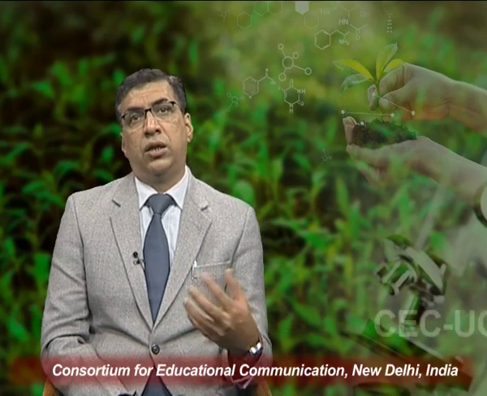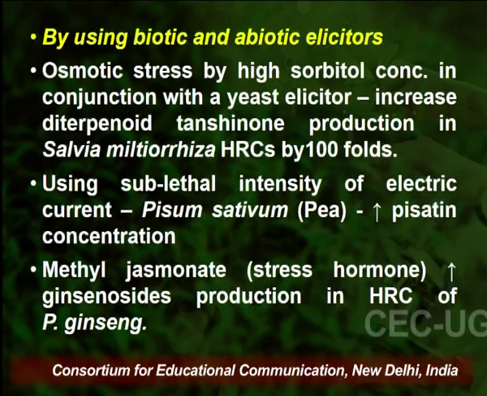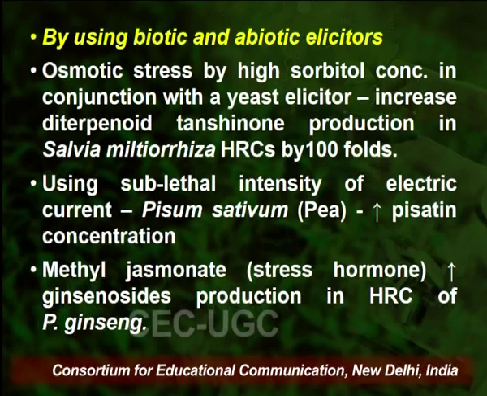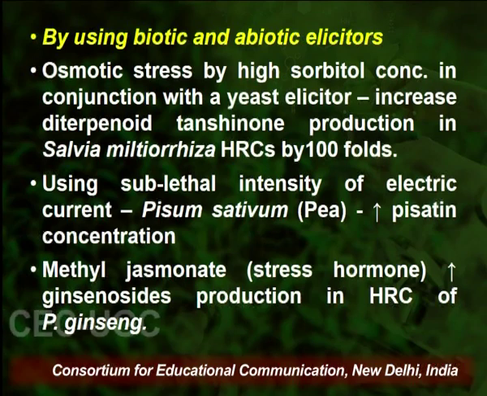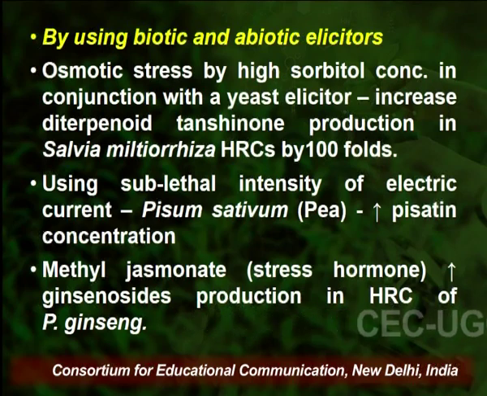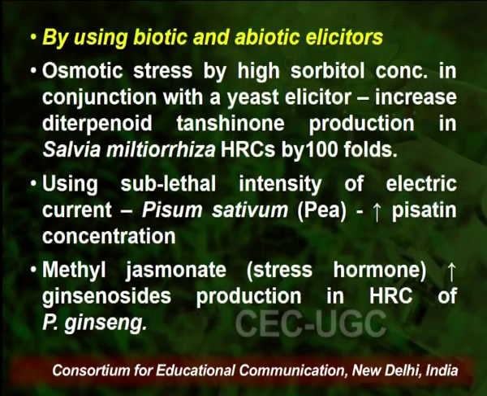Now, there were certain studies regarding the usage of elicitors to enhance the production, and one was the usage of osmotic stress by high sorbitol concentration along with a yeast elicitor. Here yeast acted as a biotic elicitor, whereas osmotic stress or high sorbitol concentration acted as an abiotic elicitor. The combination of abiotic and biotic elicitors in Salvia miltiorrhiza enhances the production of tanshinone by almost 100 folds in the hairy root cultures.